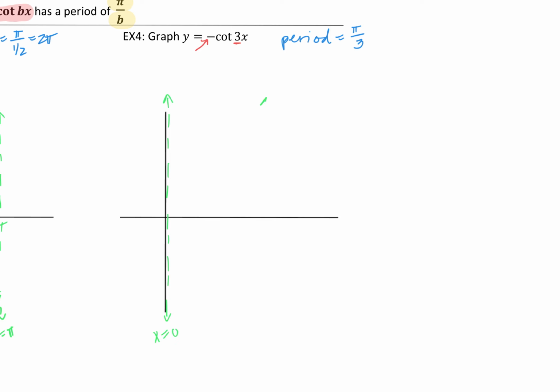So again, all I'm doing is relabeling. Instead of having this be pi, it's pi over 3. That's the new period. And then I just break it up into fourths. So what I'm going to do first is graph cotangent, and then I'm going to graph that negative. So remember that negative is a reflection. We're going to reflect across the x-axis.